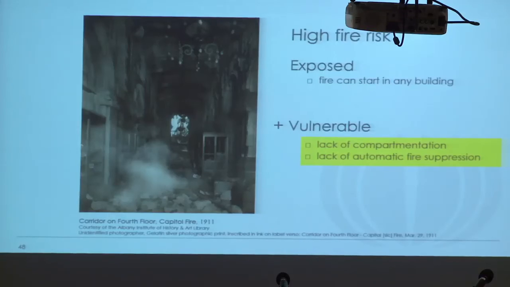Fire risk may remain high even if the building is made of fire-resistant materials, as long as fires are not easily contained. So if they have poor compartmentation or they lack automatic fire suppression. The image shows the New York State Capitol in Albany after a 1911 fire that destroyed much of the State Library collection, as well as archaeological and ethnographic artifacts displayed in the cases in this corridor. Officials had considered the building, which was constructed of thick blocks of granite, to be fireproof.